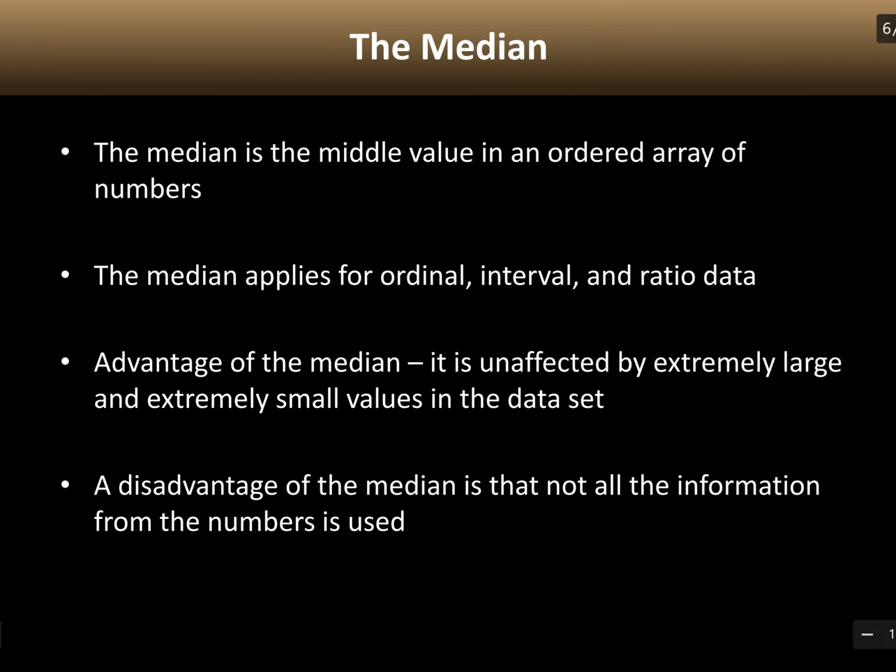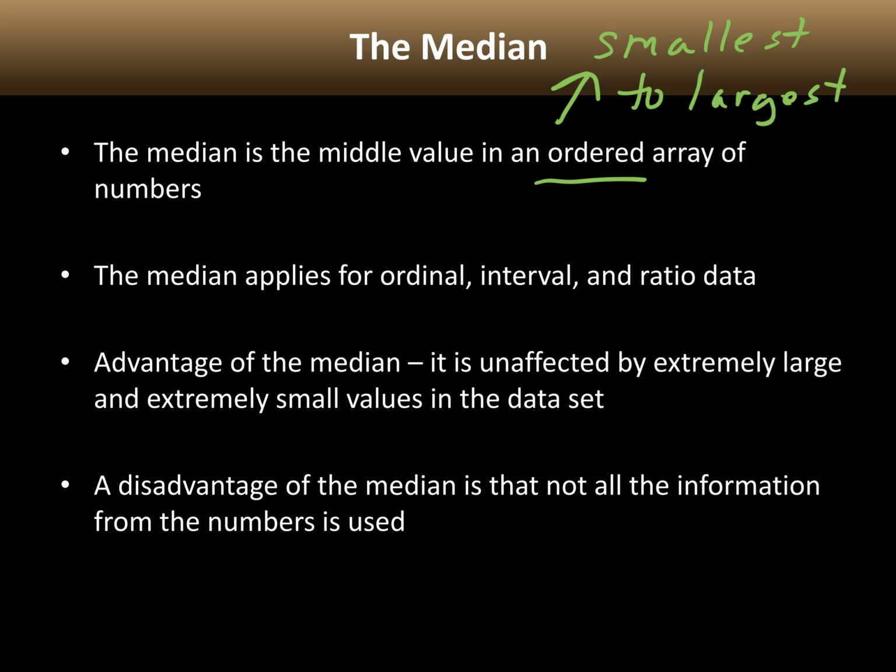All right, moving on to the median. The median value is the middle in the ordered array. It's the middle value. So ordered meaning here is smallest to largest. You need to make sure that your data set is in order from smallest to largest to determine the value of the median. If you don't have it in an ordered array, you will not get the correct value. And the median applies for ordinal, interval, and ratio data.